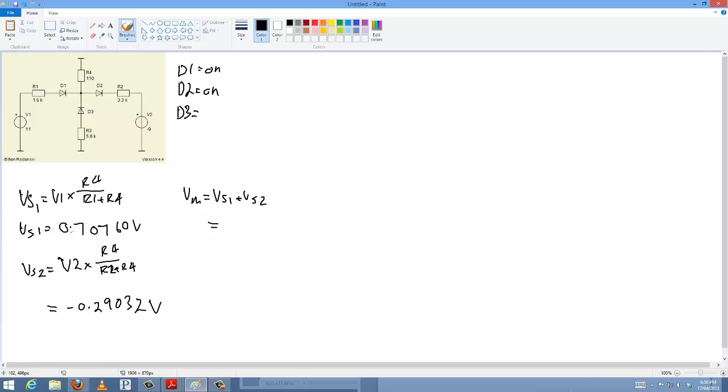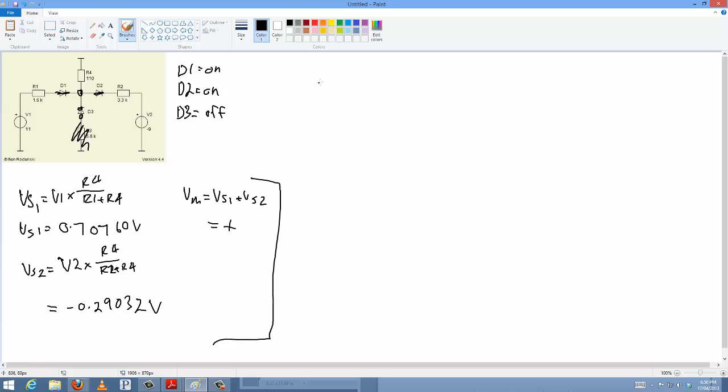know because Vs1 is obviously a greater absolute value than V2, it's going to be a positive number. We don't have to work that out. So we know D3 is off. From here, now that we know the states of all the diodes, we can work out the overall voltage at this node using nodal. This is a short circuit, this is a short circuit, this is an open circuit, so we don't have to worry about this.